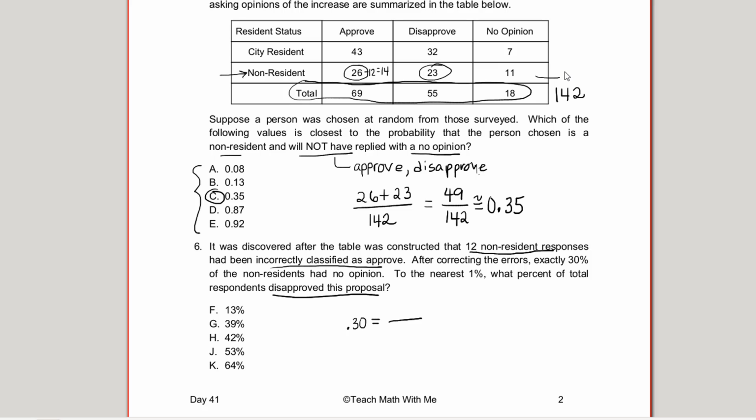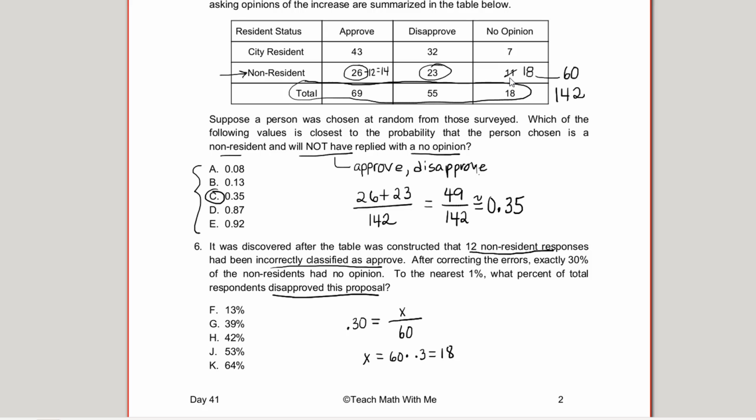We could take our original numbers because it doesn't matter yet. 26 plus 23 plus 11. We still have this same number of 60 that is distributed among approve, disapprove, and no opinion. We're just going to have a change in how those votes have come out. So we still have 60. We'll use 60 in our denominator for non-residents, but we don't know how many no opinions we have. To solve for this unknown x, we'll take 60 times 0.3, which is going to give us 18. So we now have, for no opinion, 18 instead of 11.